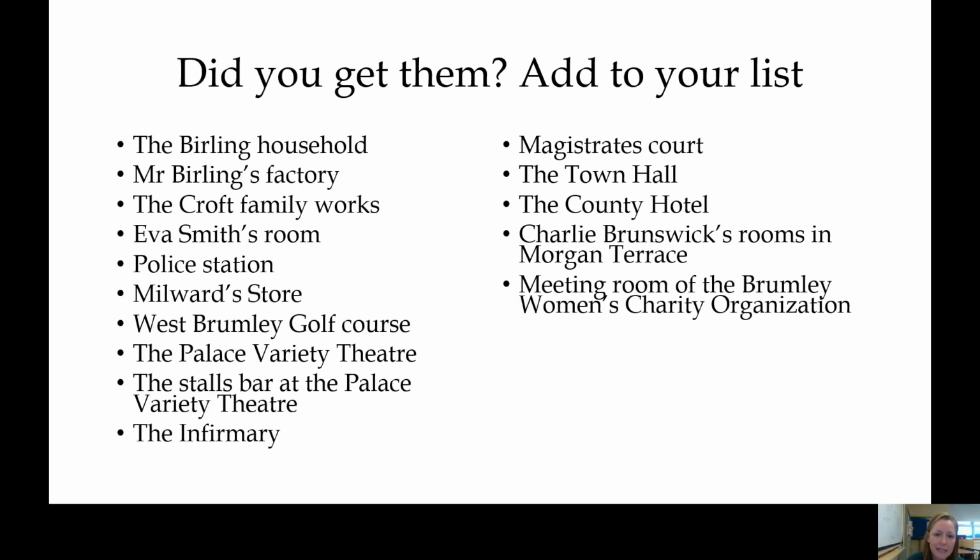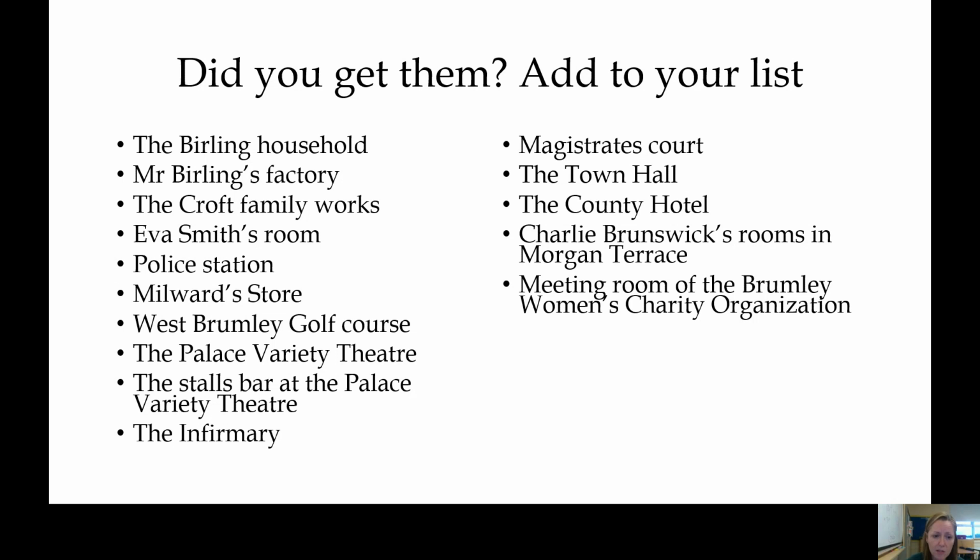Okay, so here's my list. If you've got them all, then give yourself a pat on the back. That's brilliant. If not, if you've missed any of them, just take a few minutes to add them to your list now. So we've got the Birling household, as we said. We've got Mr. Birling's factory, and we know that the Croft family have also got a works factory as well. There's Eva Smith's room that Inspector Goole tells us about, where he has obviously got a diary from, but also Eric references it as well.